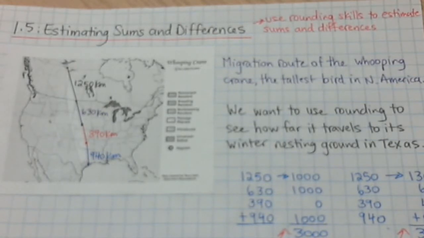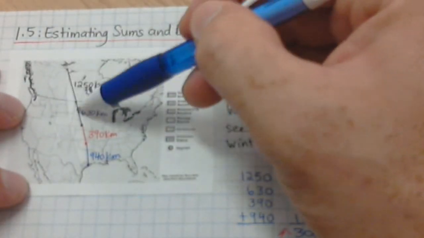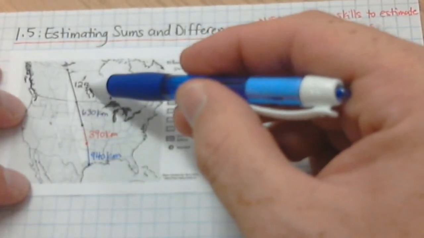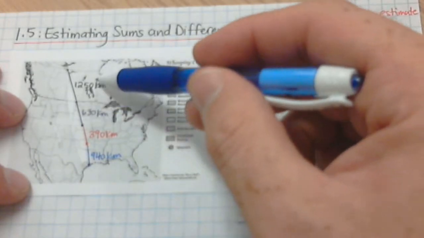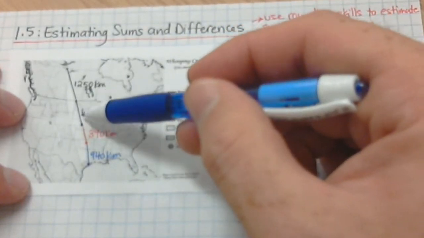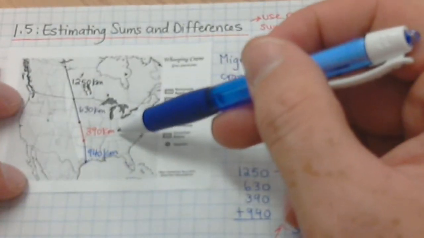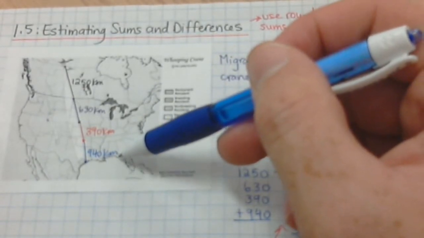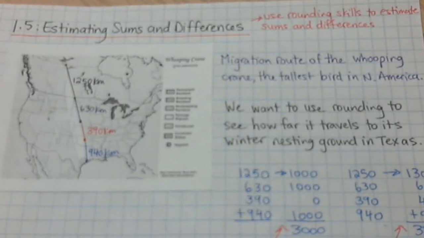But basically, when they leave Alberta for their winter migration, they head all the way down to, where do they go? They go to a winter home in Texas, somewhere right on the Gulf of Mexico. What I've shown is the migration route from Alberta down to Texas, and it's broken down into distances. The first leg of the journey, when they get to the border, is 1,250 kilometers. The next leg is about 630 kilometers. The next leg is, it's hard to see, 390 kilometers. And the last part of the journey, from Oklahoma into Texas, is 940 kilometers.